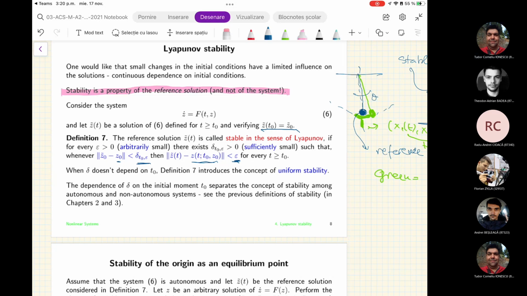Well, when delta does not depend on the initial moment t0, and this is what usually happens, we introduce the concept of so-called uniform stability. The dependence of delta on the initial moment t0 separates the concept of stability between autonomous and non-autonomous systems. Yeah, you can check that if you look in the previous definitions in chapters 2 and 3.